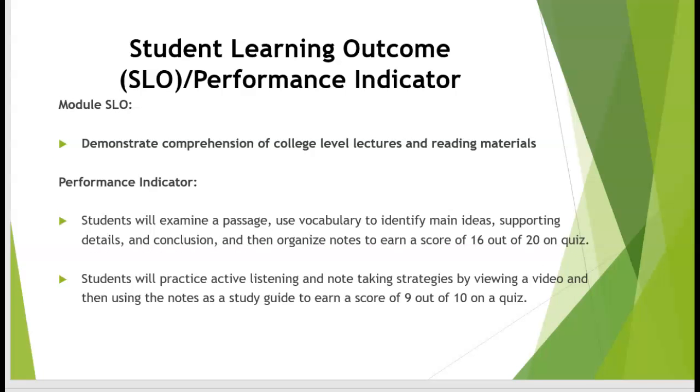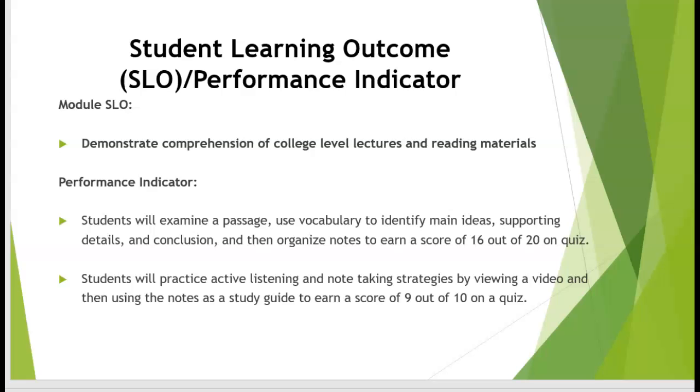Now, I went backwards, I'm sorry. The last learning outcome is demonstrate comprehension of college level lectures and reading materials. For this, again, I'm going to have 2 performance indicators. The first: students will examine a passage, use vocabulary to identify main ideas, supporting details and conclusion, and then organize their notes to earn a score of 16 out of 20 on a quiz.